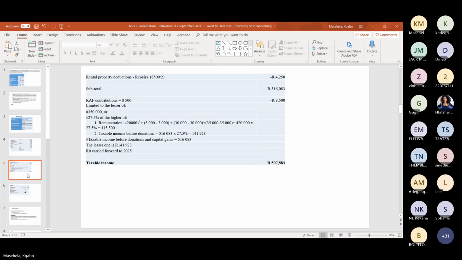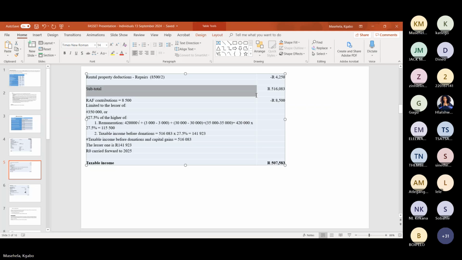Then the rental property deductions, yes, there were deductions because the income was divided between the two. Even the deductions must be divided between the two of them, of which rental deductions was 8.5 divided by 2. It means each one will share a portion equally. Then this is our subtotal after deducting our expenditure.